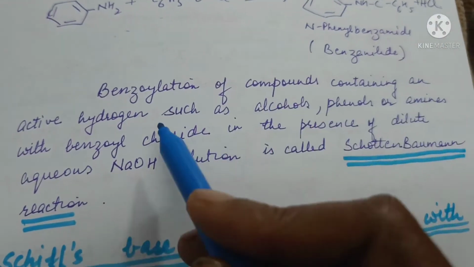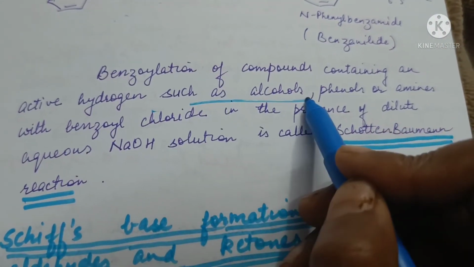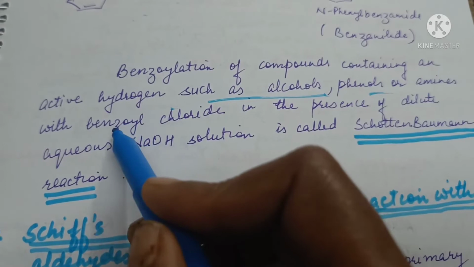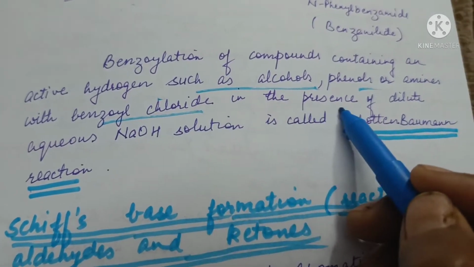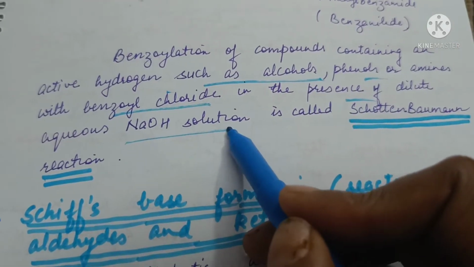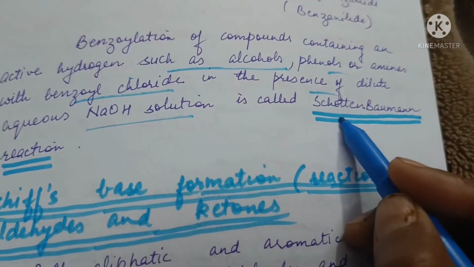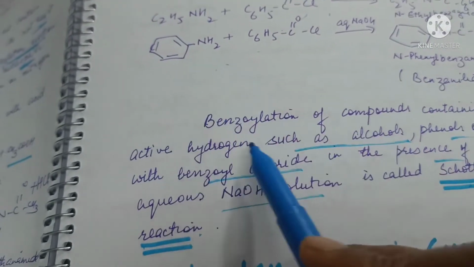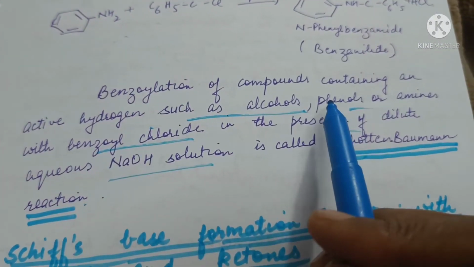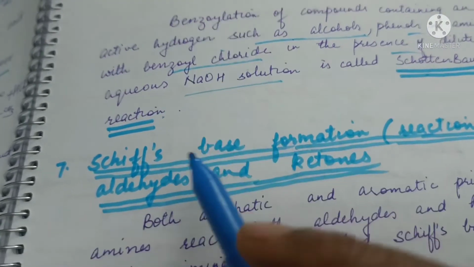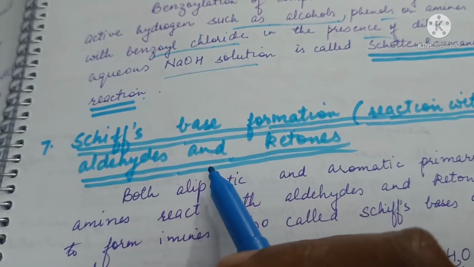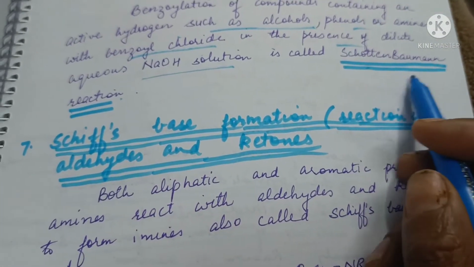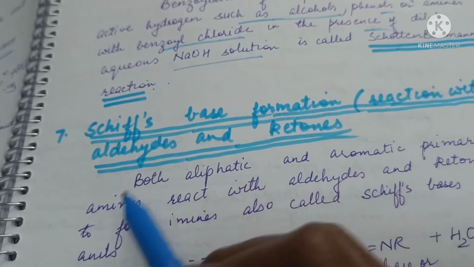Benzoylation of compounds containing active hydrogen such as alcohols, phenols or amines with benzoyl chloride in the presence of dilute aqueous NaOH solution is called the Schotten-Baumann reaction. So not only aniline but phenols also can react with benzoyl chloride in the presence of base. The reaction will be called the Schotten-Baumann reaction.